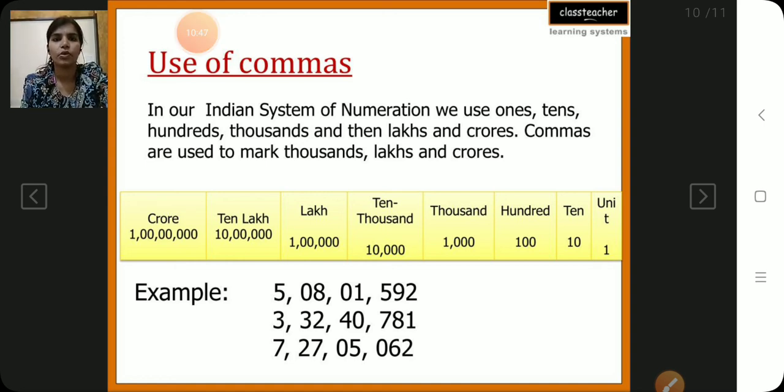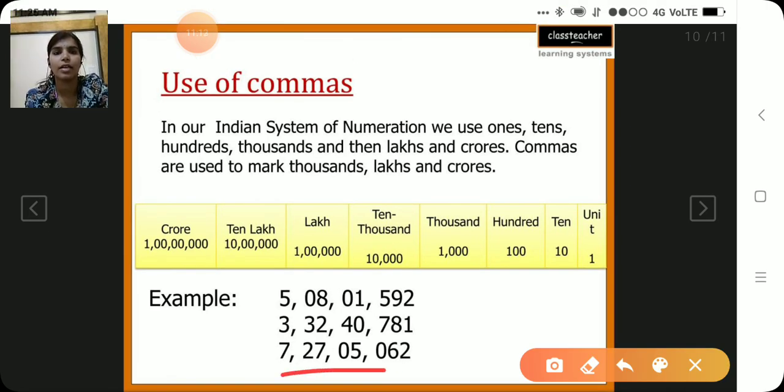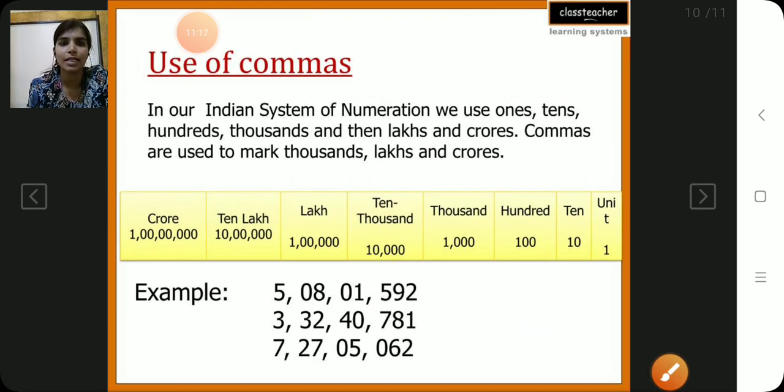Then we want to see the commas. How do we insert the commas? There are two systems. The first system we are learning is the Indian system of numeration. Here ones, tens, hundreds, thousands, 10 lakhs, crores. The first comma is given after 3 digits, and then all the commas are inserted after every 2 digits in the Indian system of numeration. So the first comma is given after the first 3 digits, and then every 2.